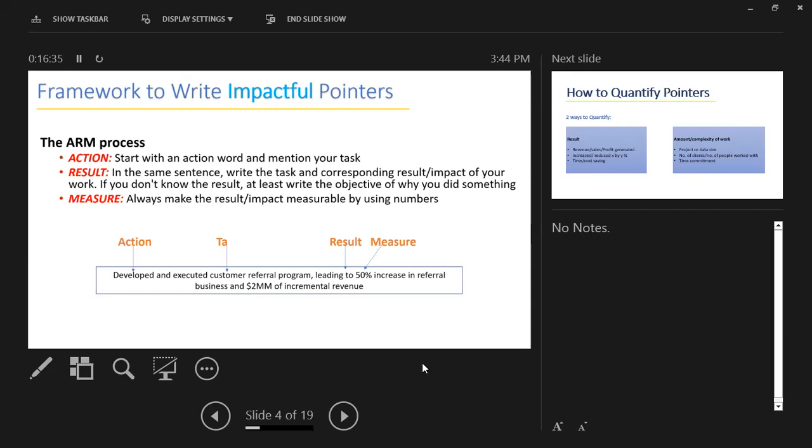Likewise, how many of you have some kind of work experience? Work experience? Fresher? No, work ex, right? So likewise, you can talk about your roles and responsibilities. You can always talk about this using this formula.